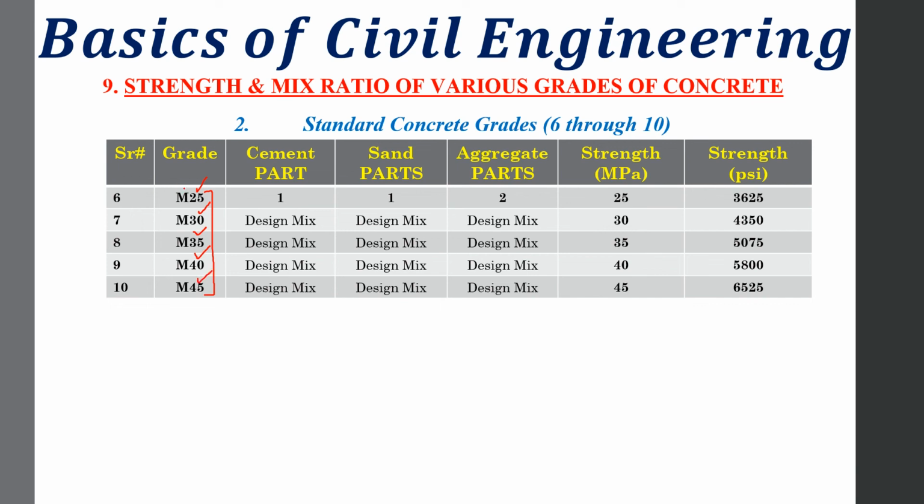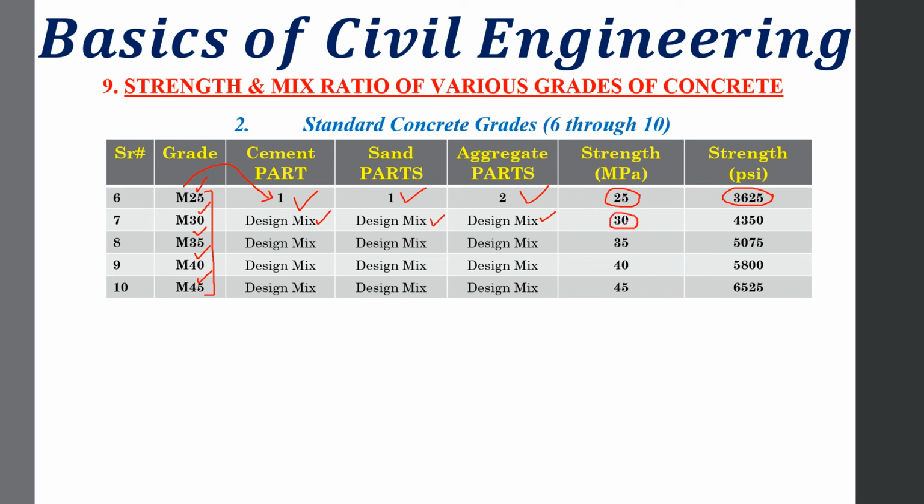This M means mix. Here you can see in the first case we have one part of cement, one part of sand, and two parts of aggregate. Its strength in megapascals is 25, and its strength in psi is 3625 psi. But for M30 through M45, we don't have any mix proportions for sand, cement, and aggregate, but its strength is 30.